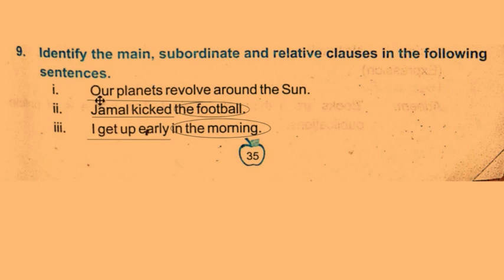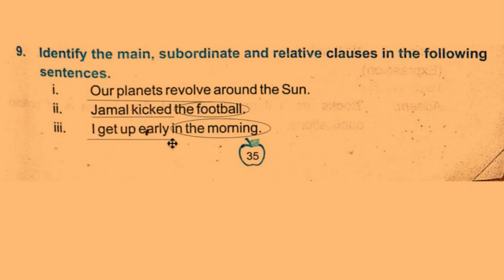So let's start. Our planets revolve around the sun. Our planets revolve: this is the main clause. The subordinate clause is around the sun. There is no relative clause in this sentence. Jamal kicked the football. Jamal kicked is the main and the football is the subordinate, because Jamal kicked is independent. It can make sense on its own, but the phrase the football cannot.